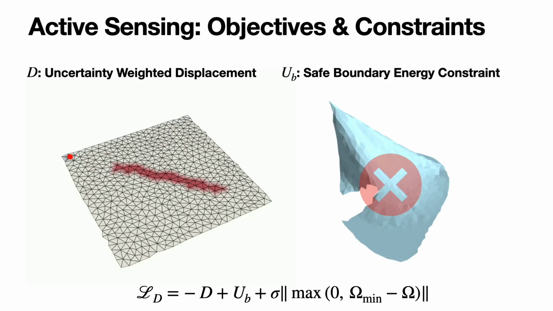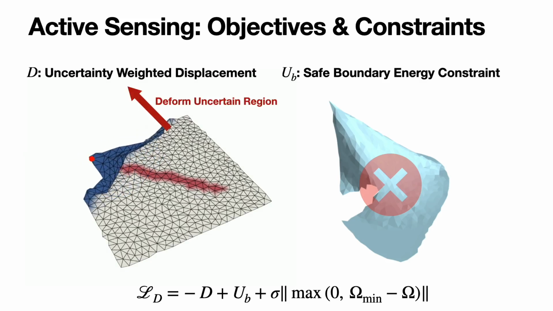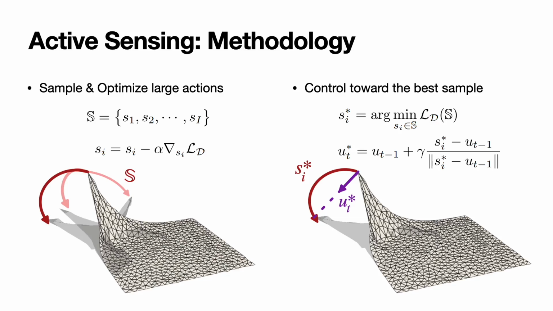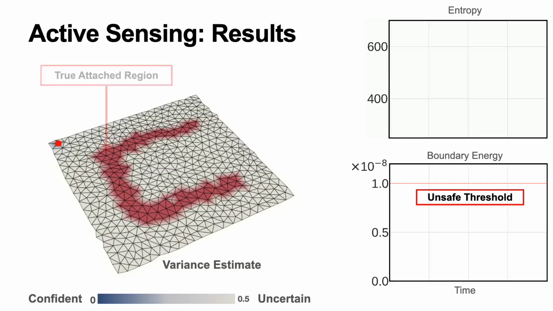Our active sensing algorithm aims to maximize information gain by deforming uncertain areas of the tissue while respecting safety-critical constraints in surgery. To select the next action, we iteratively refine large action samples using gradient updates before selecting the best sample and taking a step in its direction. Here we show some results in simulation on active sensing.